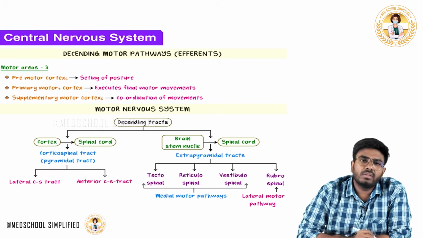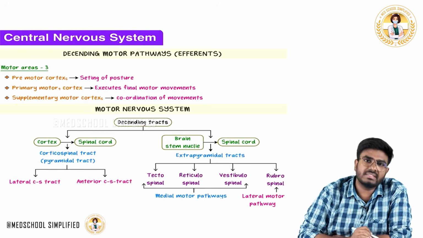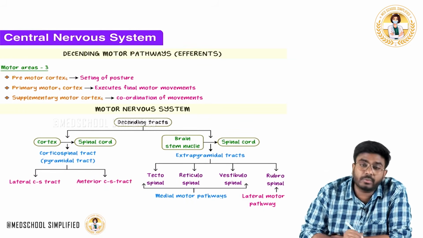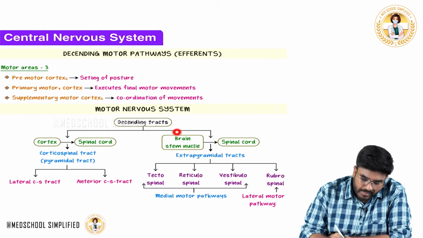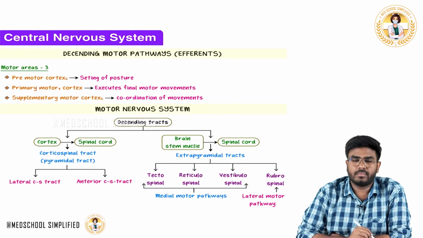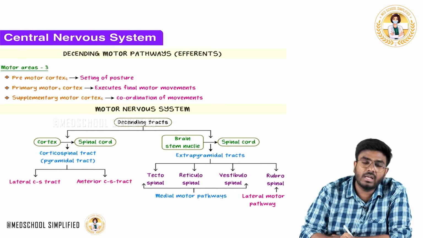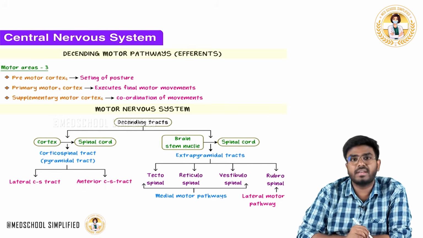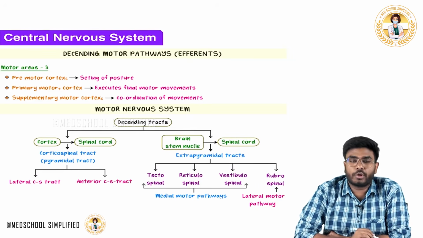Now what is the second type of descending motor pathways? They are not starting from the cortex, guys. They are starting from the level of the brainstem nuclei, and they are coming down into the spinal cord. From the brainstem nuclei, upper motor neurons are starting. These upper motor neurons come down into the spinal cord. Later they will control the lower motor neurons. Here also, the upper motor neurons come to the spinal cord and will control the lower motor neurons in the spinal cord.